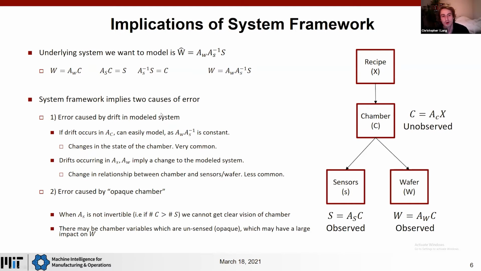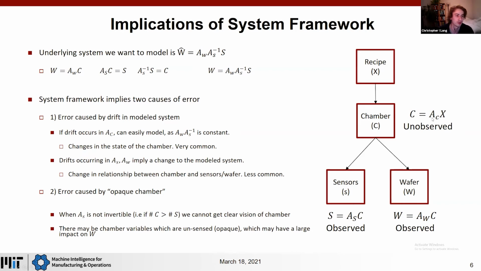So with this in mind, this system that we're trying to model or keep track of, AW times AS inverse, sort of implies two different sources of error. The first is a little bit more intuitive. Because these systems are drifting over time and they're changing from time point to time point, this system that we're trying to model is also changing over time. So we're going to have some error in our modeling just due to the drift of this system that we're trying to model.